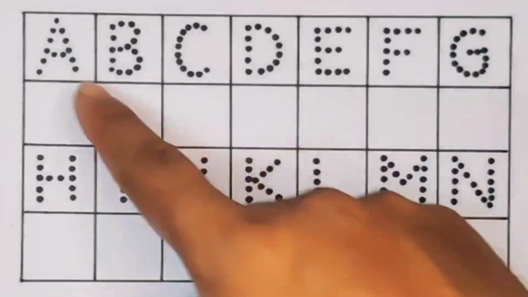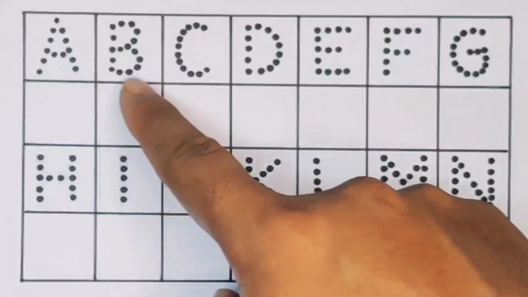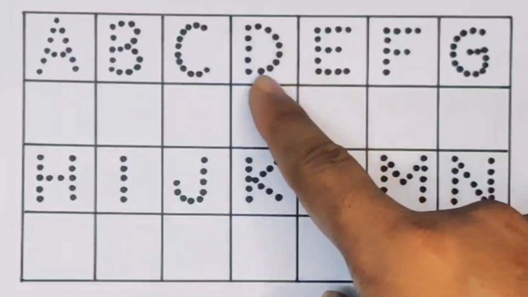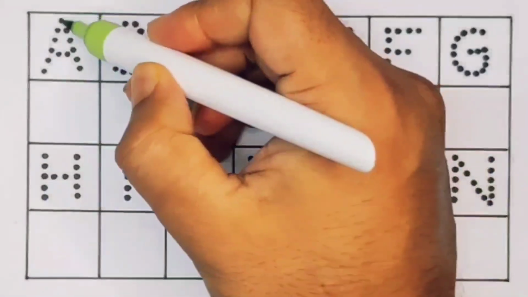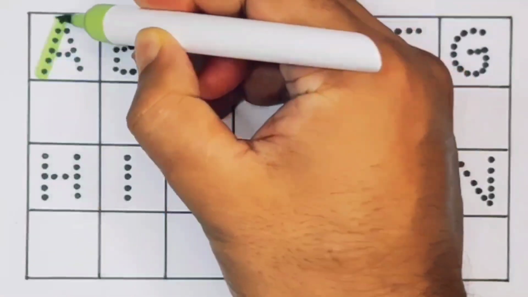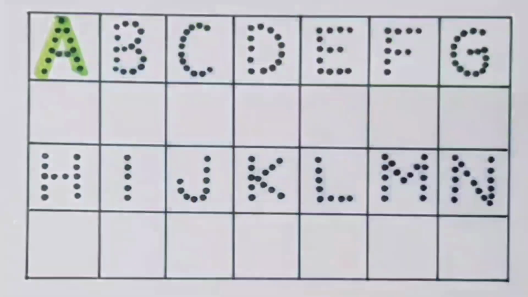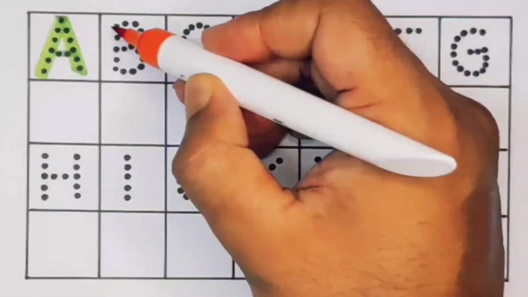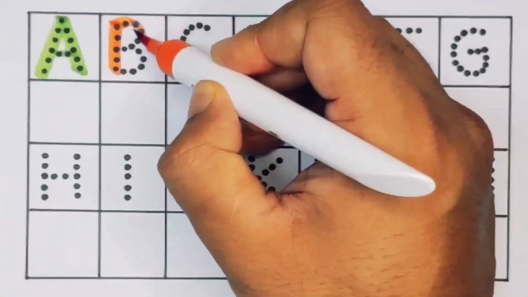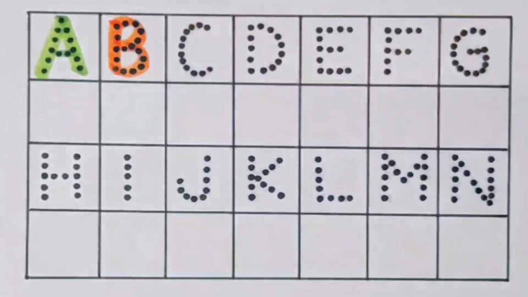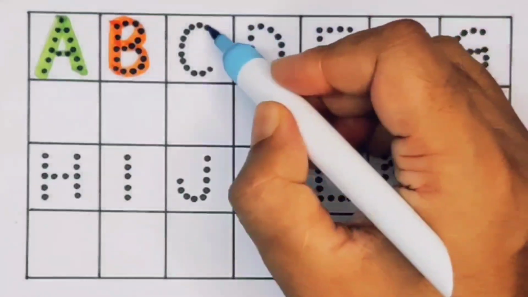Now let's learn the alphabet A, B, C, D. First, A for aeroplane. Next kids, B for bicycle. Next, C for clock.